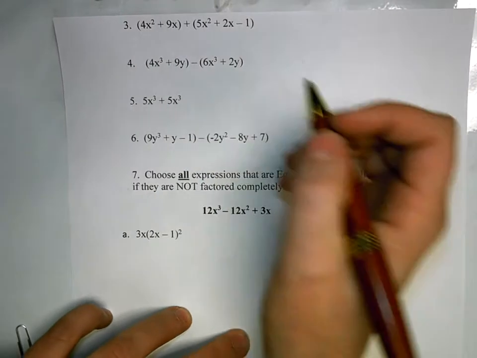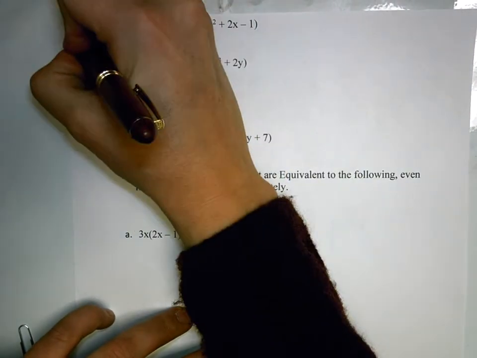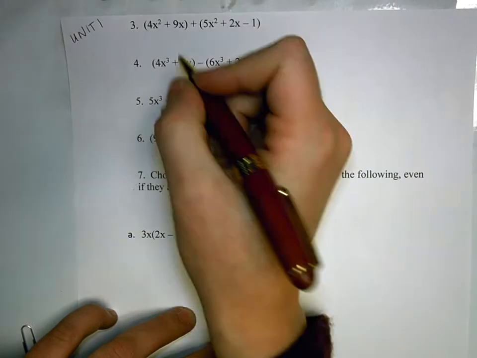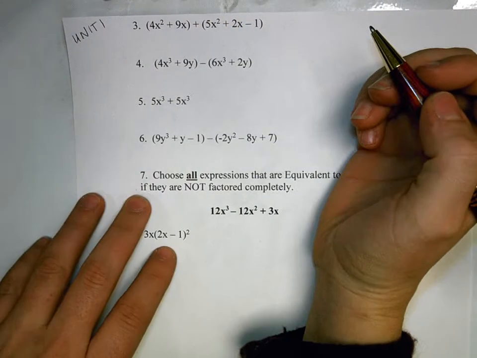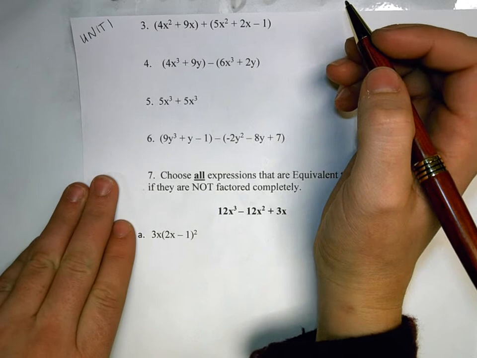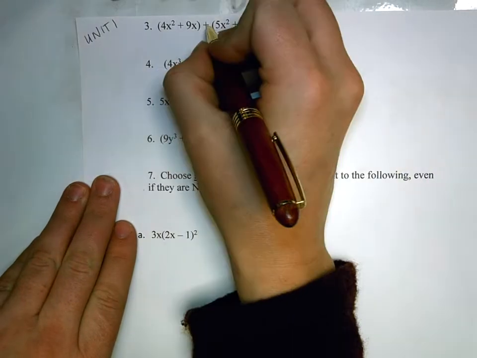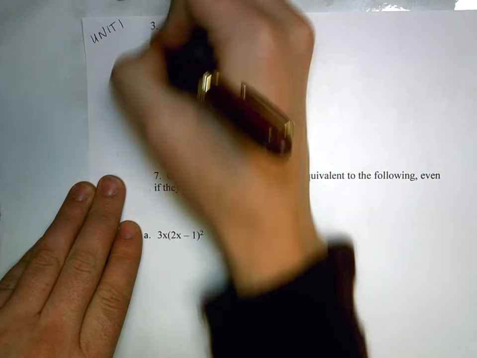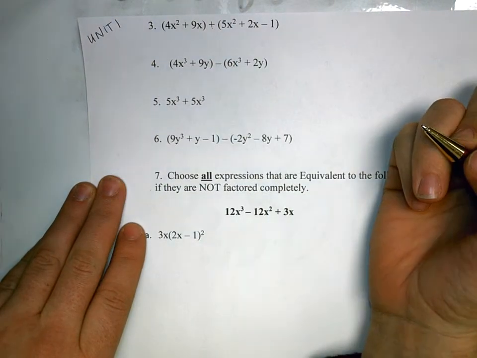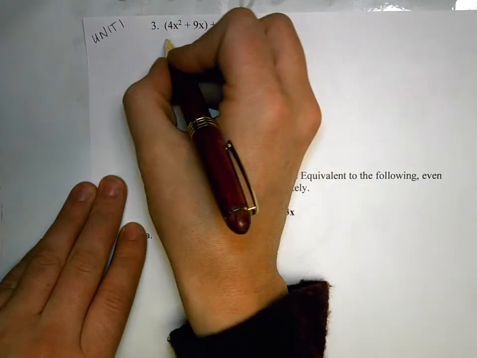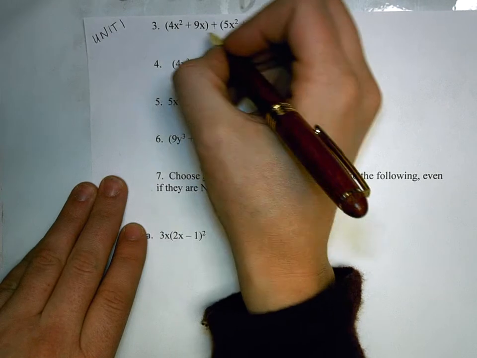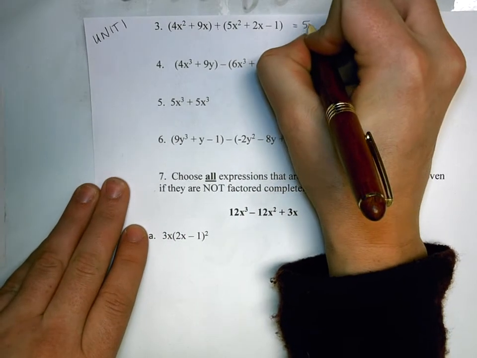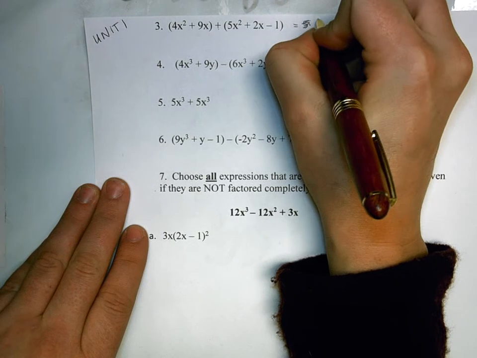Okay, so this is the review for the Unit 1 test. I'm going to skip number 2 because they were similar to the previous unit. This is just an addition problem. Our instructions for 3 through 6 were to simplify. So I'm going to just write these out. Sorry.